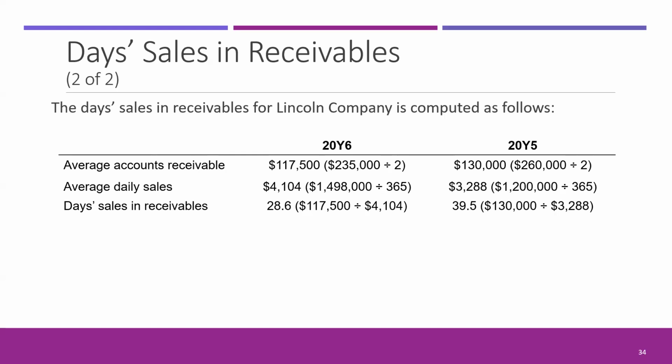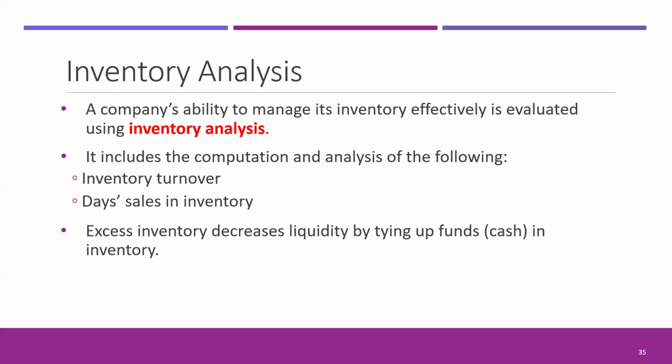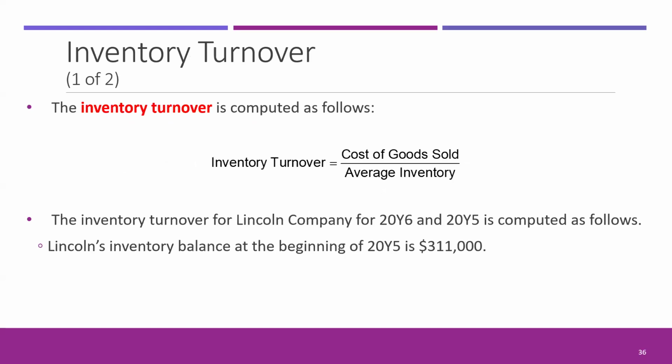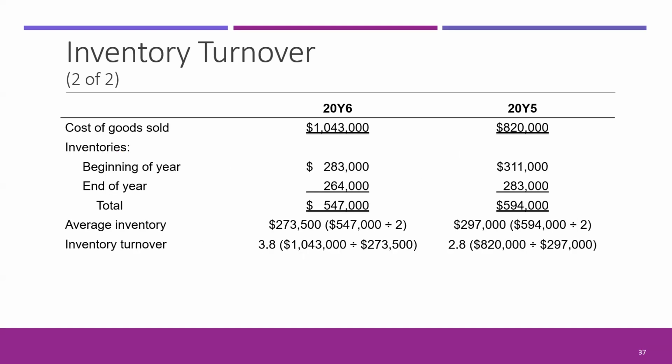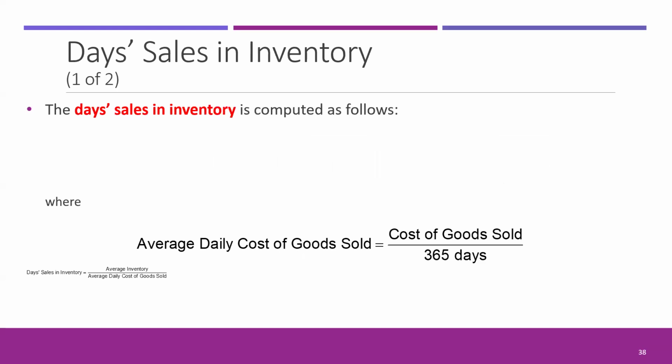So, inventory analysis. This is how efficiently a company is using their inventory. Same format as before: cost of goods sold divided by average inventory is the inventory turnover ratio. And days sales in inventory would be 365 divided by the turnover ratio, or average inventory divided by average daily cost of goods sold.